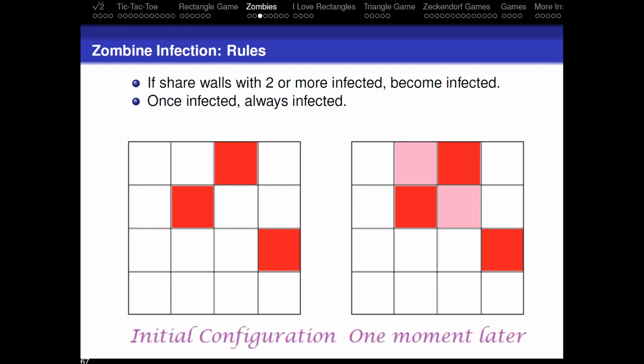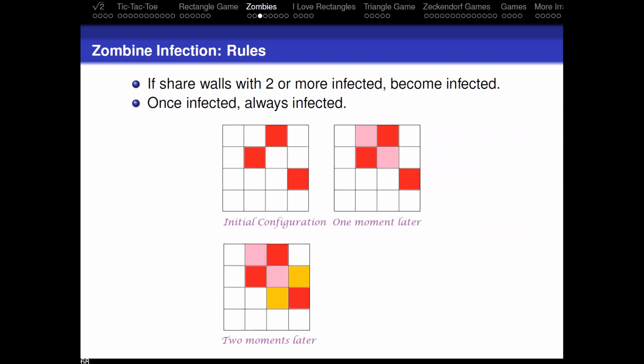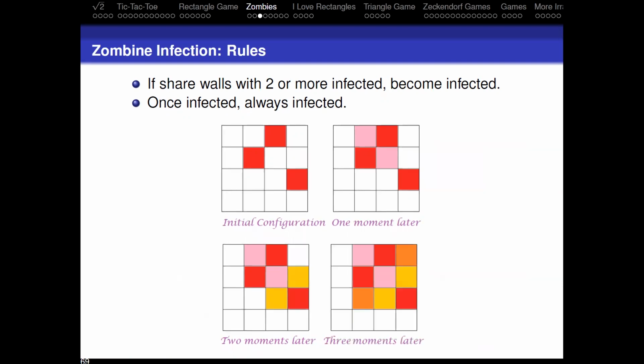Now, in the next moment, does anything else in the first row get infected? No. What about the second row? The last one. And the third one in the third row. Excellent. And now, does anything in the first row become infected? The last one. Yep. And so at this point, the infection stabilizes and no new cells will be infected.